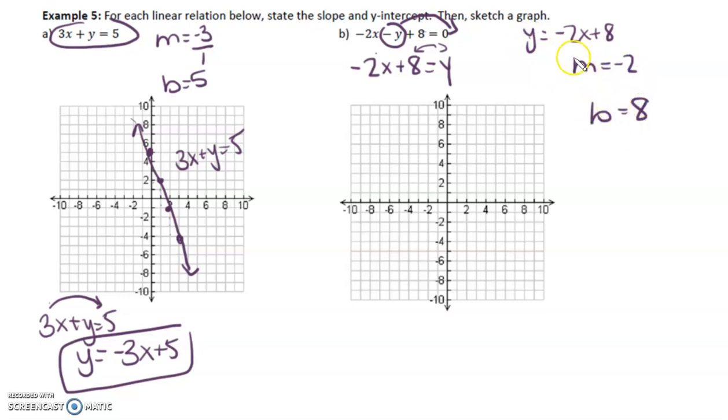So we have the slope of negative 2 and the y-intercept of 8. So let's go ahead and plot the y-intercept of 8, and the slope is negative 2 over 1. It's negative, so we're going down, right? Connect the dots with a line, put arrows on both ends, and label the line.